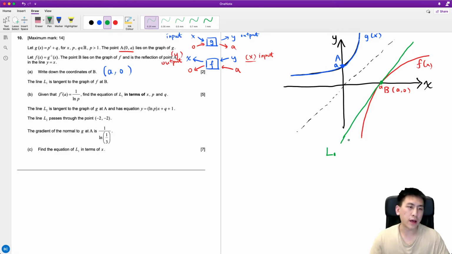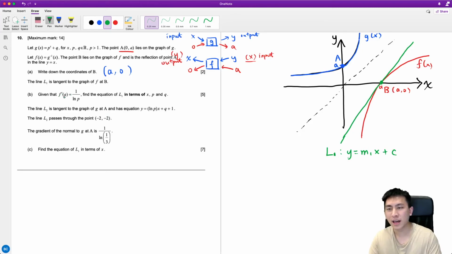Since we know that L1 is a straight line, we can straight away write y equals m1 x plus c, right? We know it's going to be that form because it's a straight line. That means we've got to find the gradient and the y-intercept. The gradient should be relatively simple because they actually gave you that already.